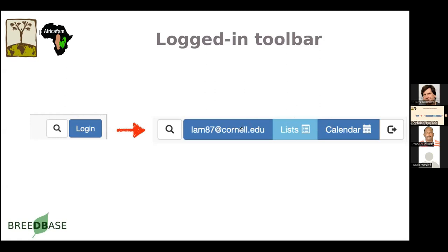You actually have three buttons here. One goes to your personal page, your profile page, where you can do some settings. You have a lists button that brings you to the list manager, and you also have a calendar function that will show you certain things that you should do in your breeding program. If you, for example, create a trial, it will show you the planting and the harvest dates and so forth on the calendar. But it's an underused or underdeveloped resource. I would say we should develop the calendar function much more.